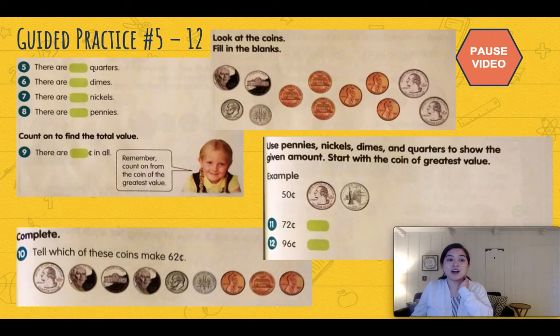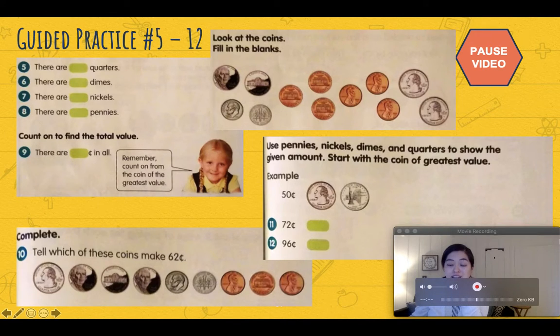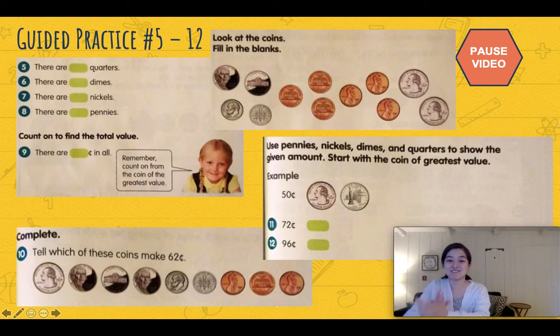All right, I would like for you guys to do guided practice numbers 5 through 9, also 10, and then also do 11 and 12 on your own, okay? I'll be waiting.